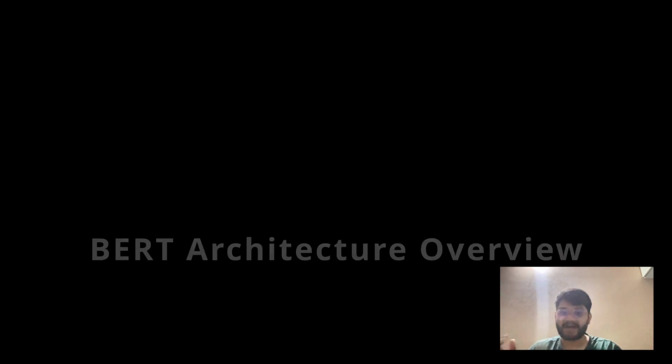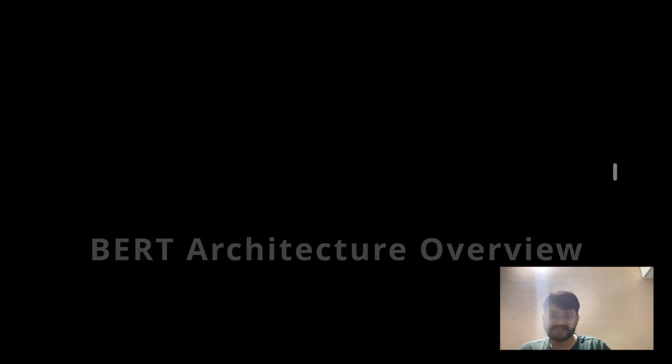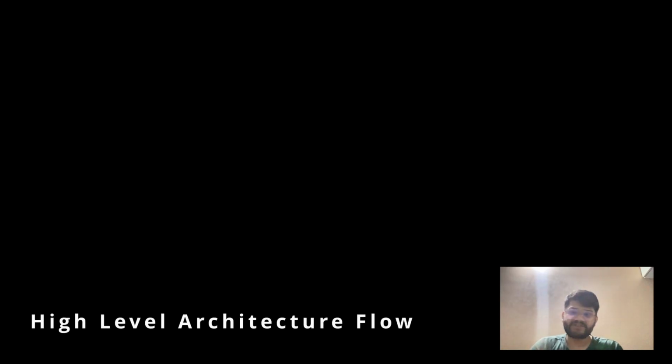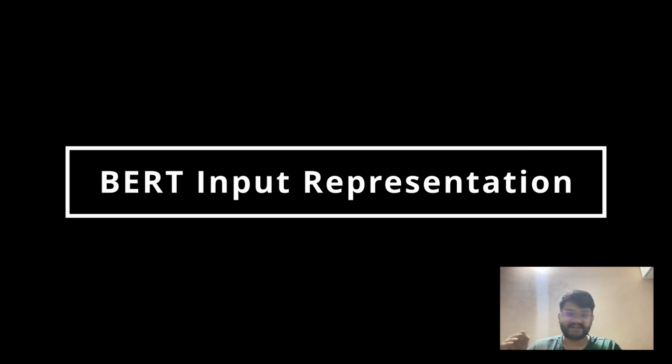Let's have a BERT architecture overview. Now let's look at the architecture. BERT is essentially stacked transformer encoders, and this is its typical configuration. And the high-level architecture flow is, first we have an input sentence, then it is tokenized, then the input is embedded, then we have a transformer encoder layer, and then we have a contextual word representation, and lastly a task-specific output layer. Let's discuss the BERT input representation.